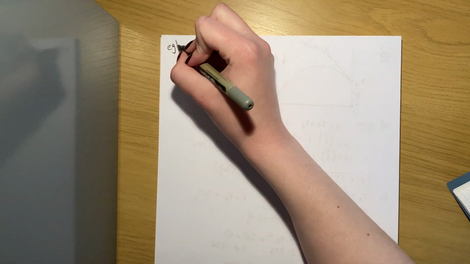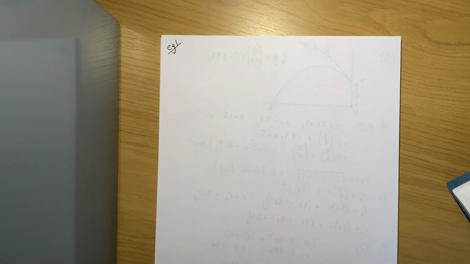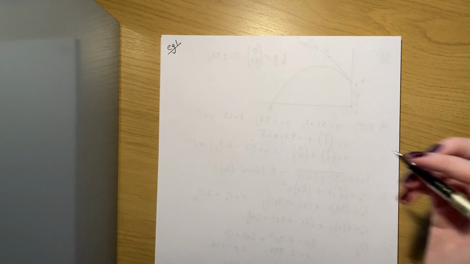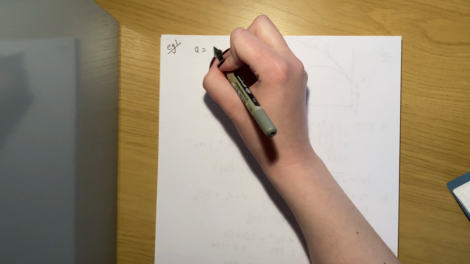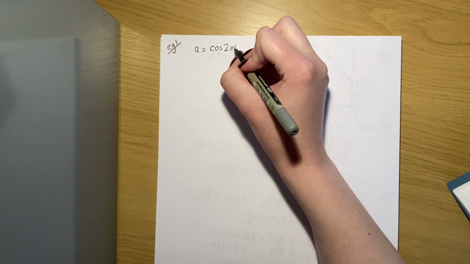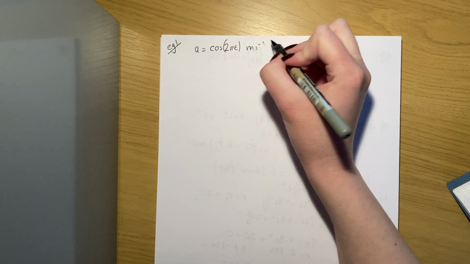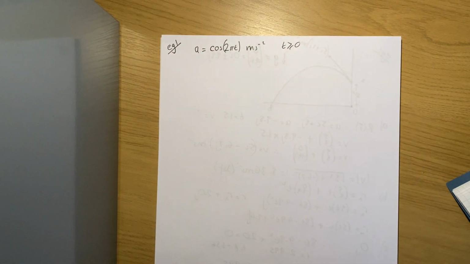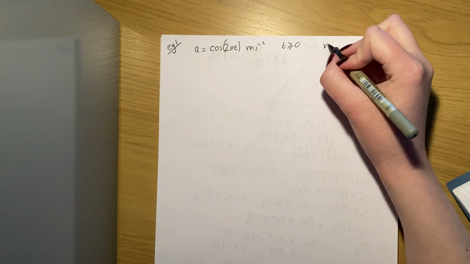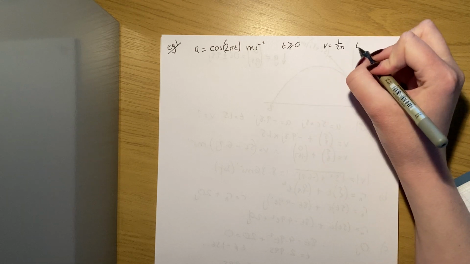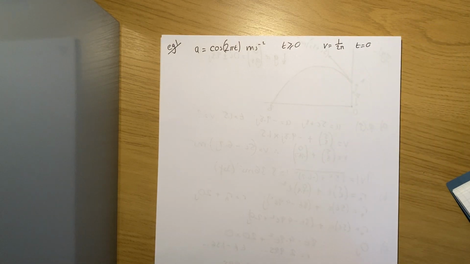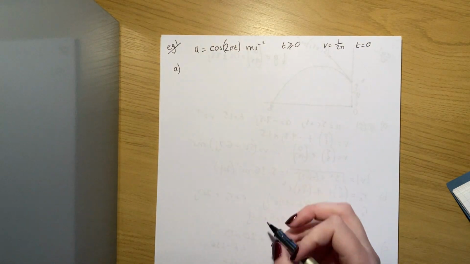So, first example for this one. A particle is moving in a straight line with acceleration at time t seconds, given by acceleration is equal to cos of 2 pi t metres per second squared, where t is greater than or equal to 0. The velocity of the particle at time t equals 0 is 1 over 2 pi metres per second. Find an expression for the velocity at time t seconds.